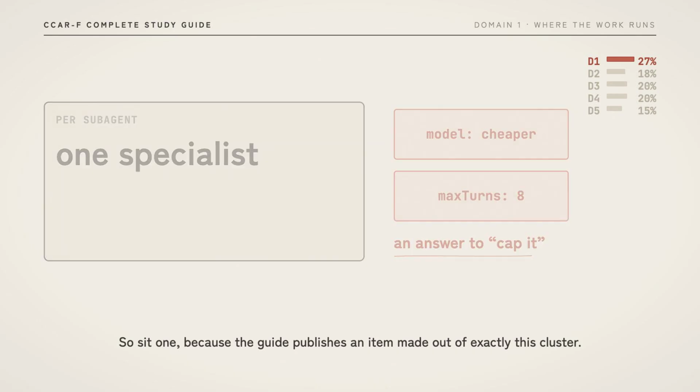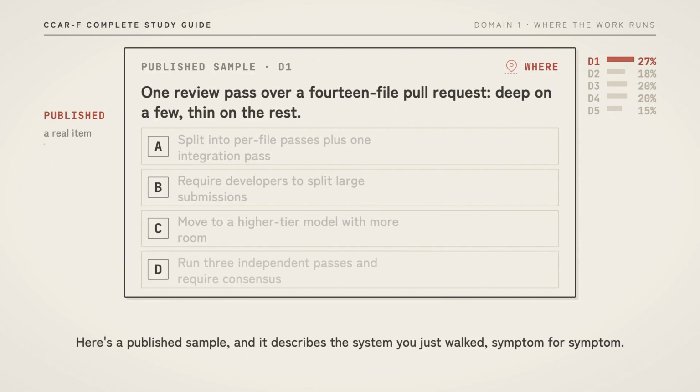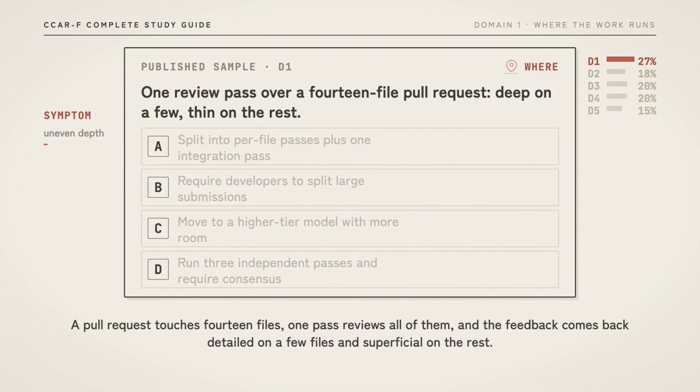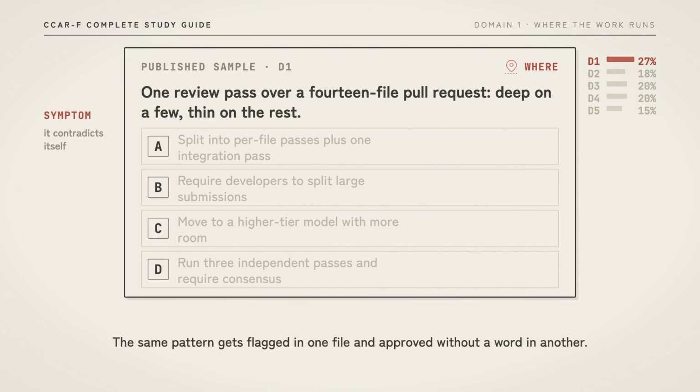So seed 1, because the guide publishes an item made out of exactly this cluster. Here's a published sample and it describes the system you just walked, symptom for symptom. A pull request touches 14 files, one pass reviews all of them, and the feedback comes back detailed on a few files and superficial on the rest. The same pattern gets flagged in one file and approved without a word in another.